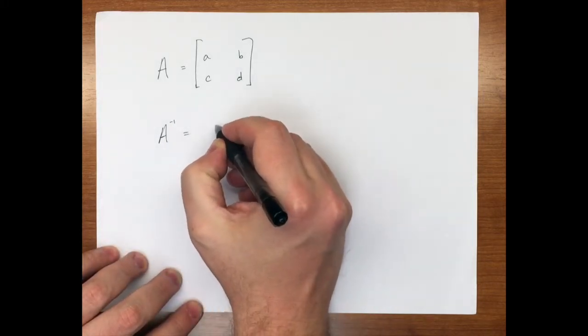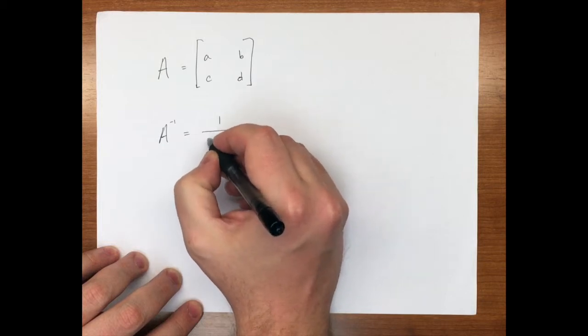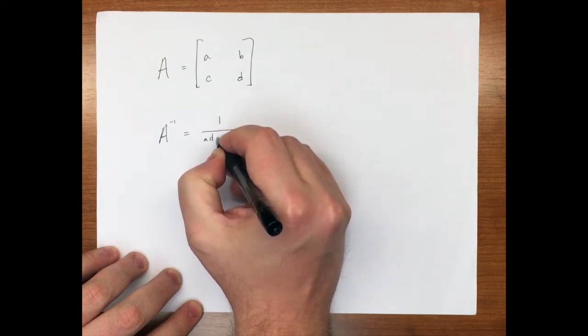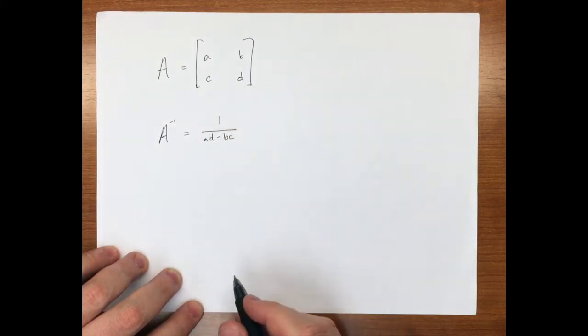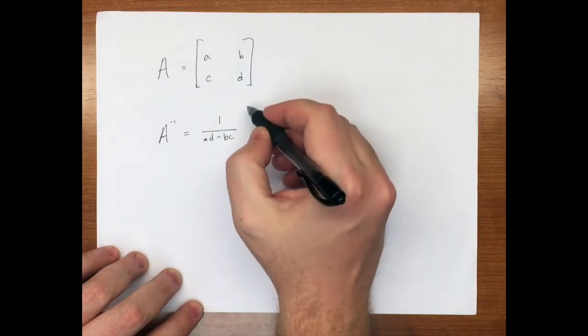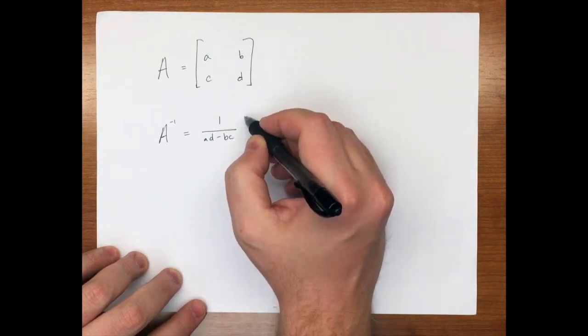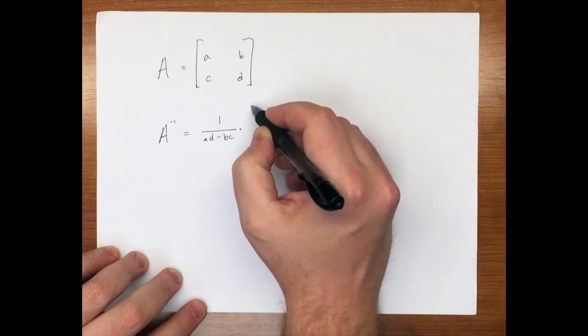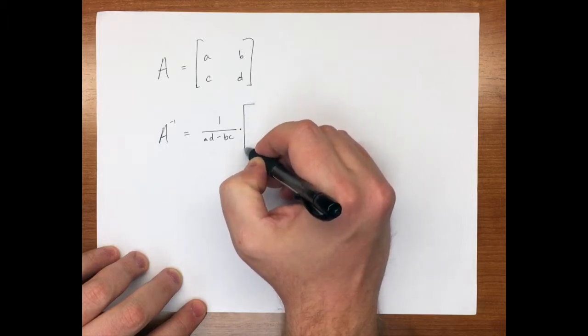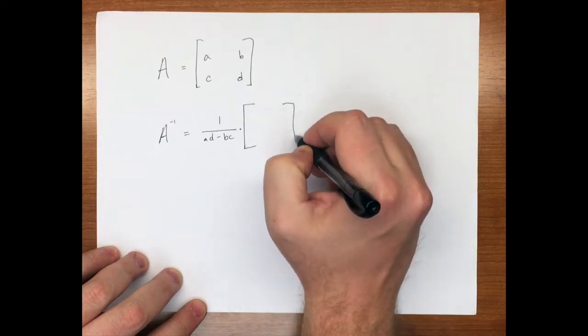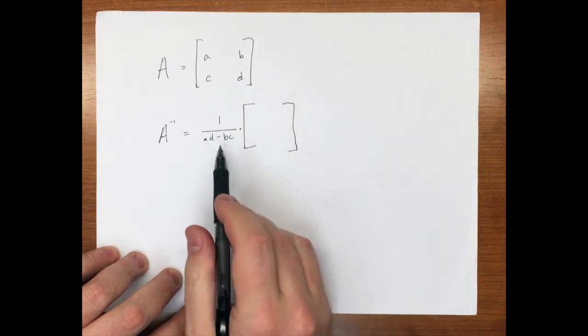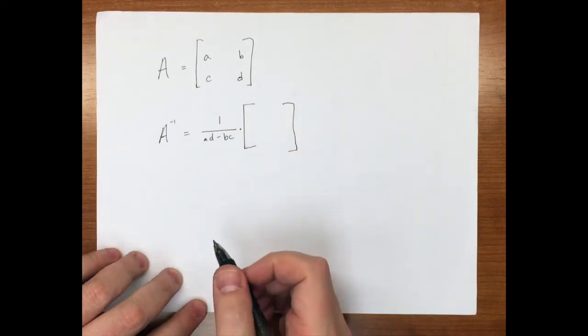It looks like 1 over ad minus bc. This is a fraction. This is a scalar that shows up outside of a matrix. So this is not a matrix right here. This is just a number. It's just a scalar that's out front. But then we're going to take this scalar that's a fraction, and we're going to multiply by a certain 2 by 2 matrix, and that 2 by 2 matrix times this fraction is always going to give us the inverse.